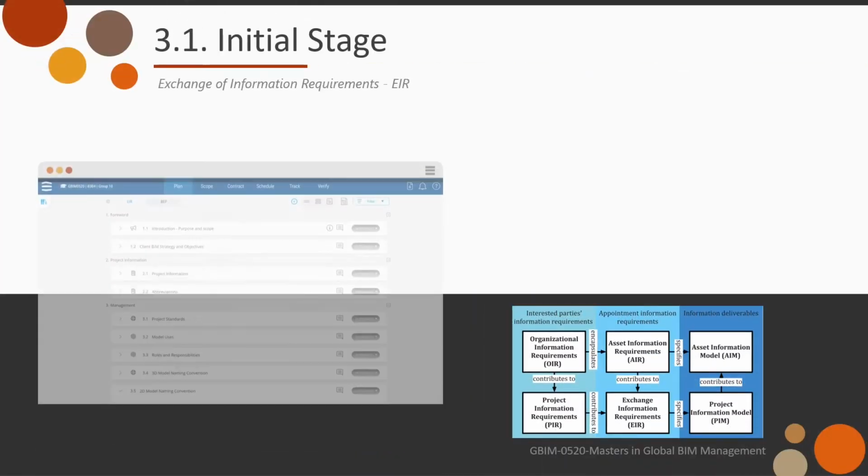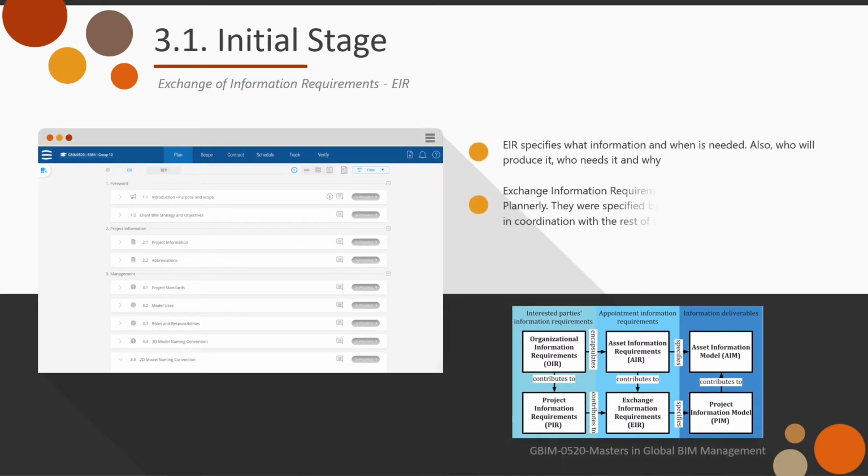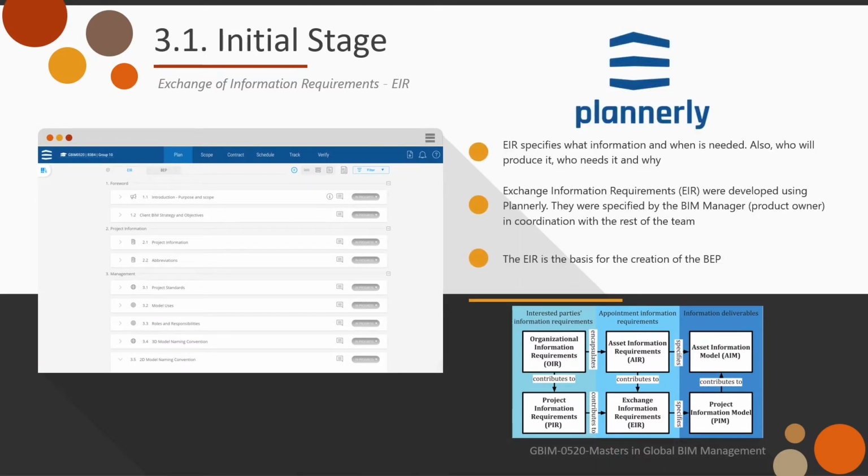The Exchange Information Requirements, EIR, was first developed by the BIM manager, who took on the dual role of product owner during the initial stage of this project. This document outlines the client's strategic approach for successfully accomplishing all stages of this construction project and covers topics related to management and project deliverables required for this project in a way that is specific, measurable, and realistic. In order to ensure that the client's asset information model, AIM, and related deliverables at the end of the project are of high quality, several objectives were included in the EIR for the appointed party to execute.